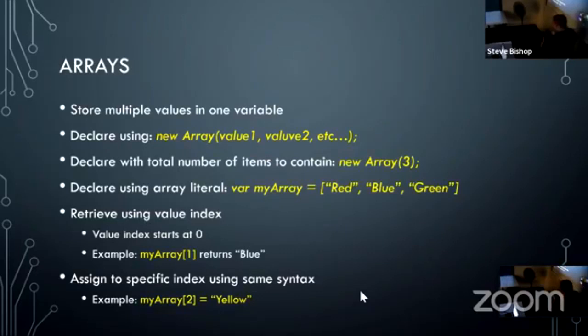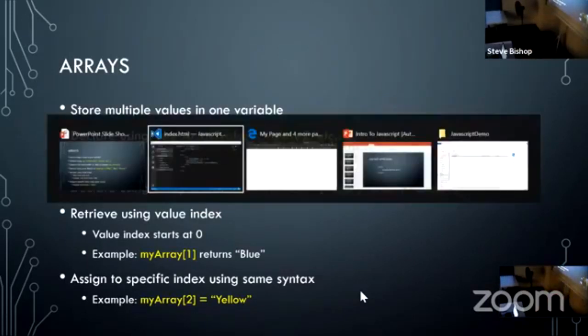When you declare an array, you can declare using new Array and pass in the values just like that. You can declare an array this way where you're actually assigning the values right away, or you can declare using new Array and then how many values you want to have in that array.